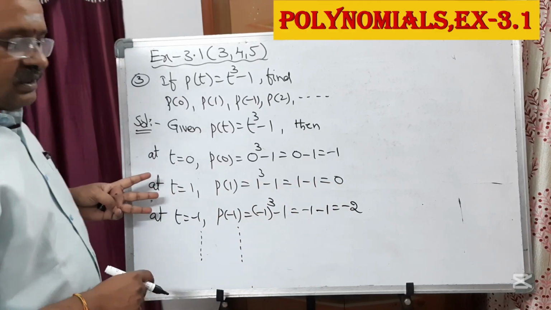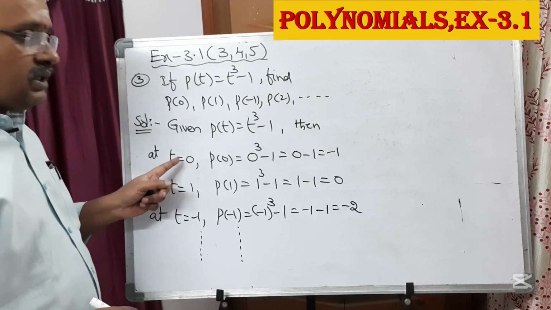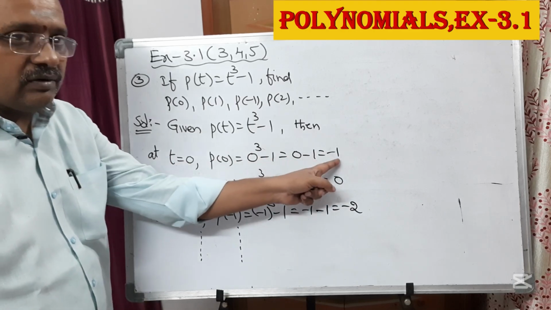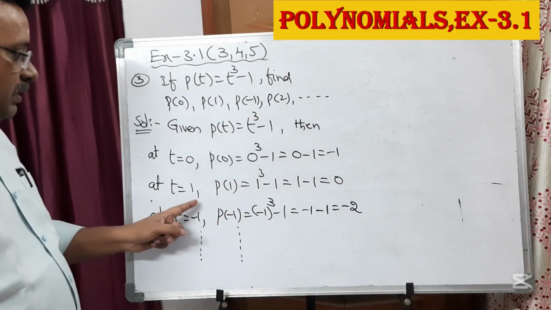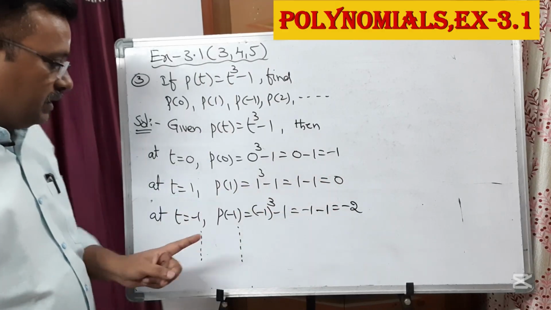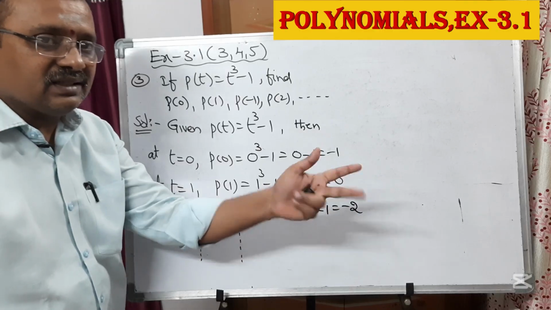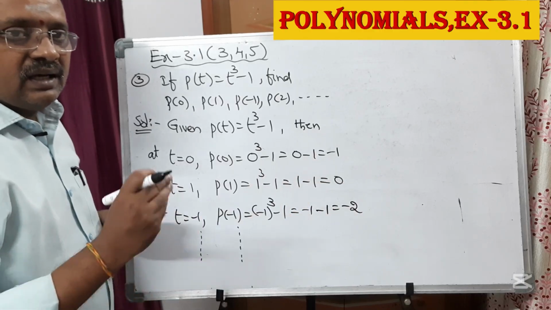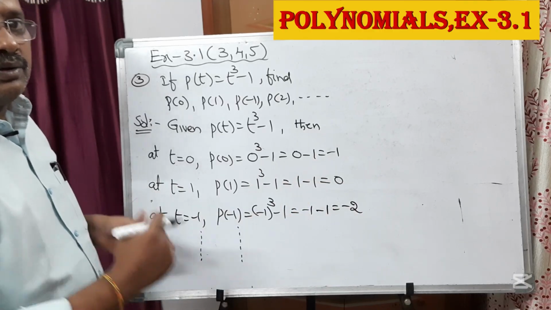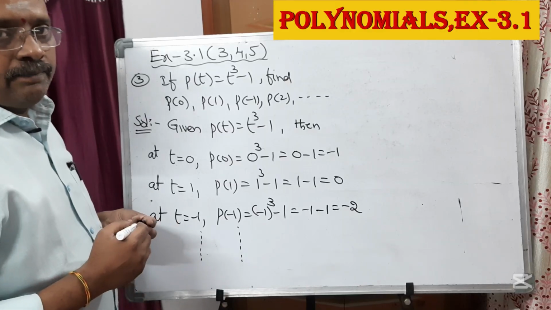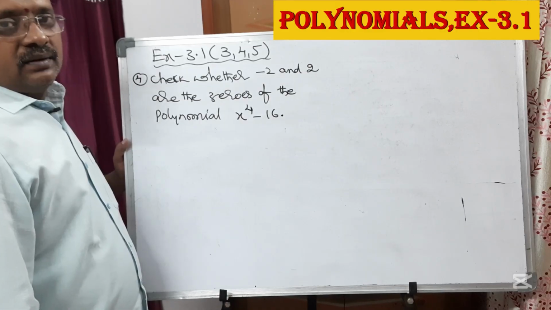Among these, t value 0 is not a 0 of the polynomial. T value 1 is a 0 of the polynomial. T value -1 is not a 0 of the polynomial. Like that, verification will be possible to find out the zeros of the polynomial. Clear, Nana? Right. Okay, Nana.